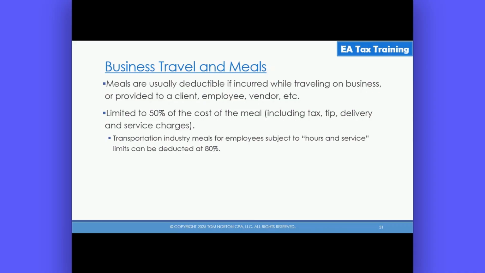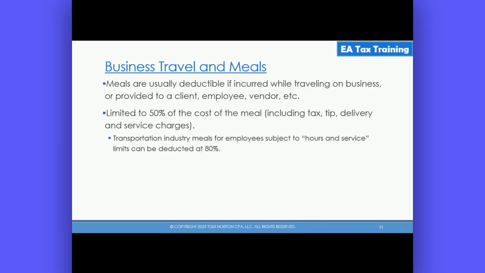Meals. Meals are usually deductible if they are incurred while traveling on business or provided to a client, employee, vendor, etc. However, the deduction is limited to 50% of the cost of the meal, including tax, tip, delivery, and service charges. So you will see this frequently. This is one of the most frequent book to tax differences because obviously, for regular financial statement purposes, 100% of the cost of the meal is going to be counted as an expense. For tax purposes, you only get to deduct 50%. So you will see that difference as a book to tax difference.